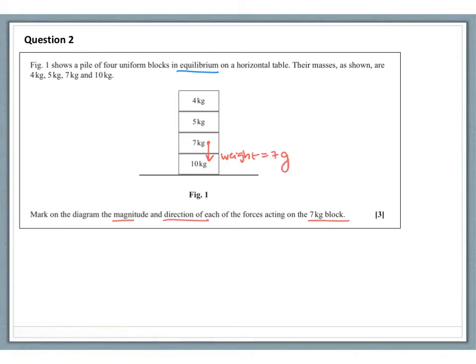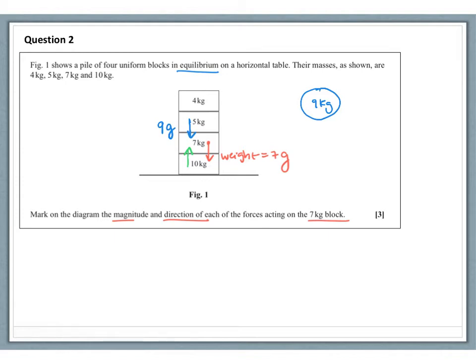And it will also be affected by the forces of the 4 kilogram block and the 5 kilogram block pushing down on it. If you imagine the 4 and the 5 kilogram block as one single object of mass 9 kilograms, this will result in a force of 9g pushing down on the 7 kilogram block. Now, there will also be a third force, which is the effect of the 10 kilogram block pushing upwards on the 7 kilogram block, which I've marked in green.